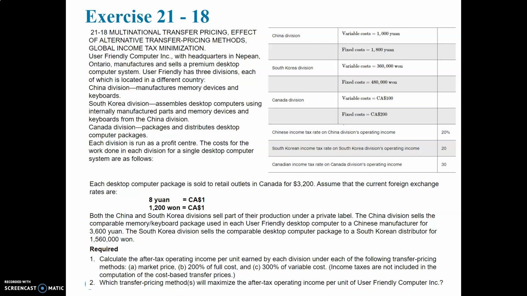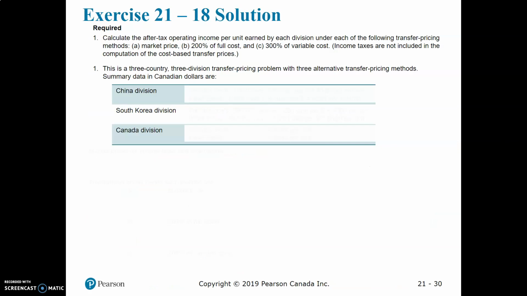with the solution. The first question requires us to calculate the after-tax operating income per unit earned by each division using three transfer pricing methods given in this question. To attempt the first question, we will follow three steps.